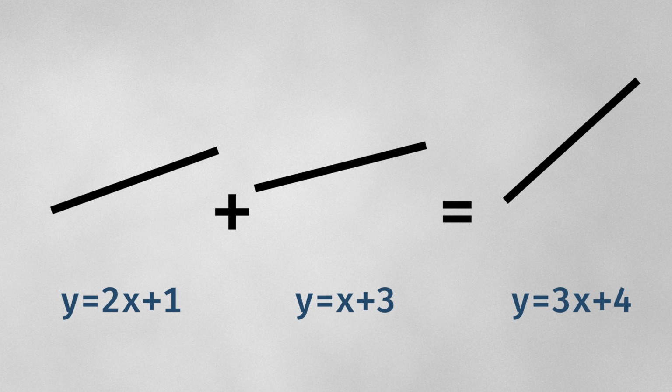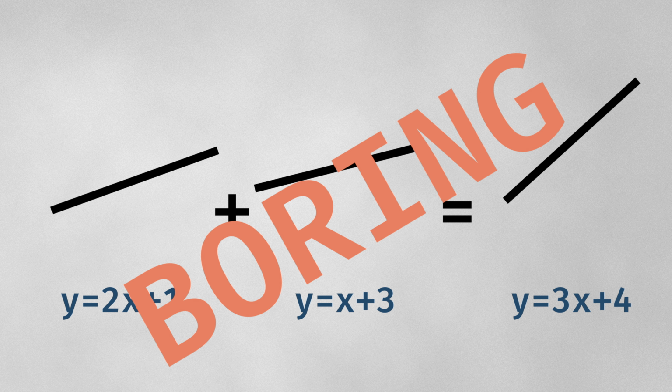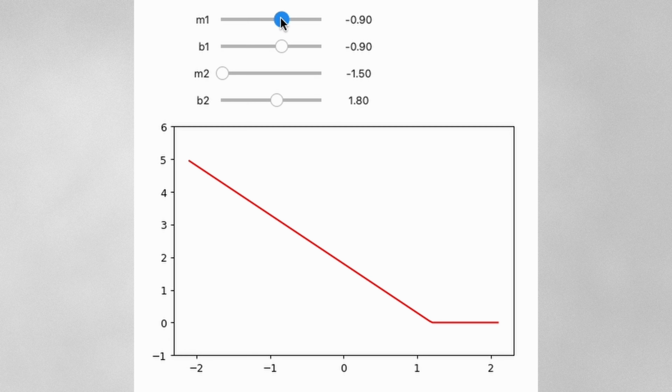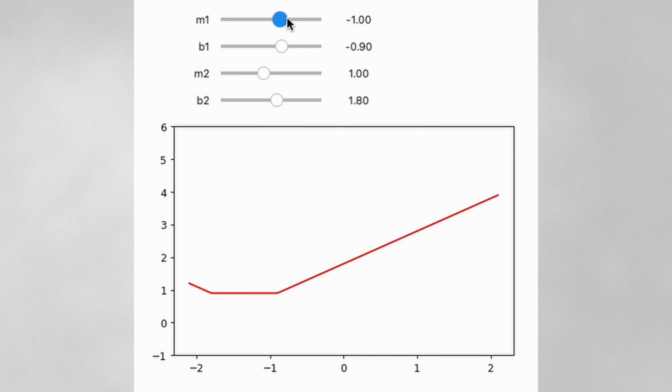If we took the equation for a regular line and added the equation for another line, the result is just yet another line. Boring. But if we take a ReLU and add it to another ReLU, we can make some funky shapes out of it. If we twiddle these sliders, we can make something that looks like a line, or a bit like a quadratic, or something more complicated.